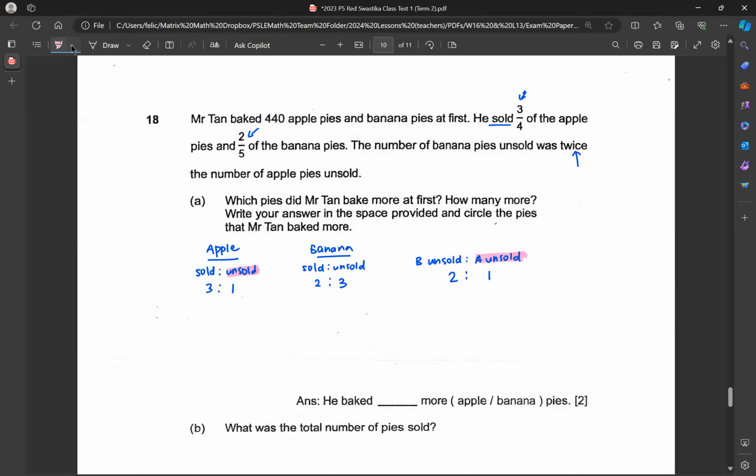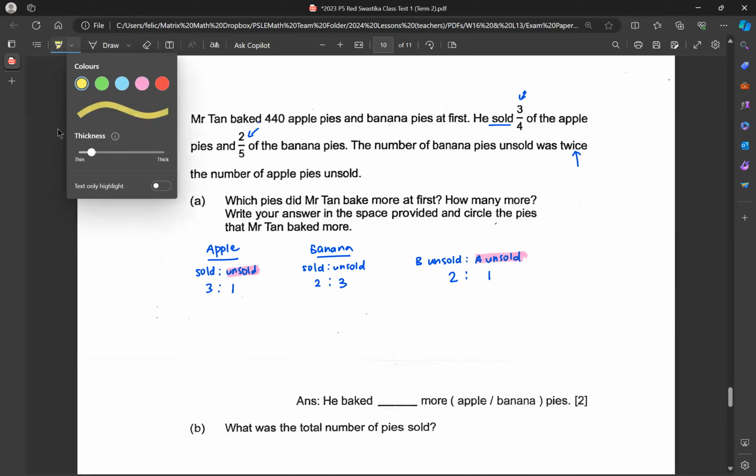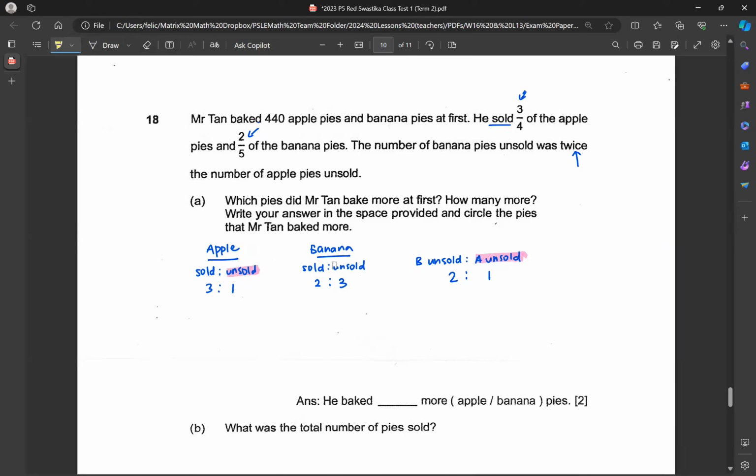Now, then the next pair of common base will be what? Next pair of common base will be your bananas unsold. You see? So yellow is 1 pair of common base, pink is the other pair of common base. So let's look at the bananas unsold. Notice that 3 and 2, we have to make them the same. So 3 and 2 common multiple is 6. Okay, so this side times 2 become 4 to 6. The other ratio times 3.